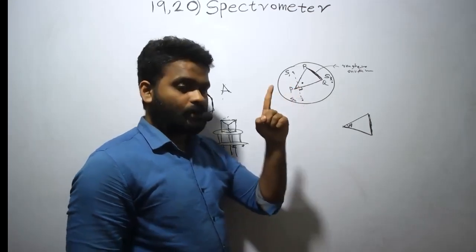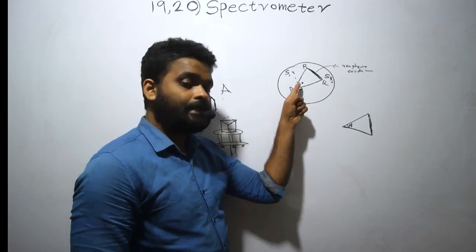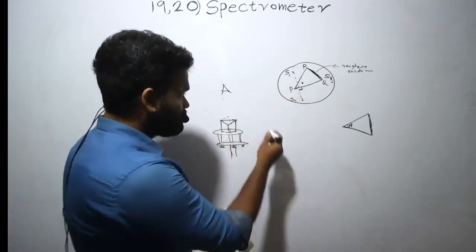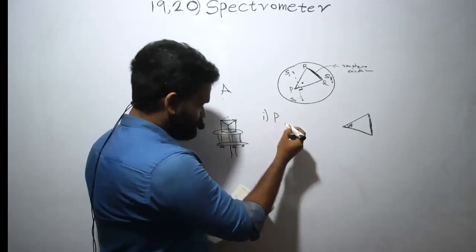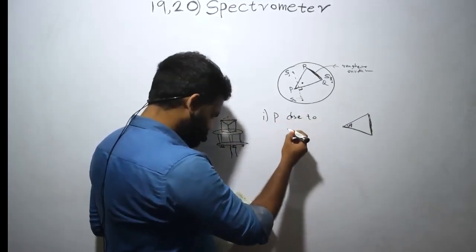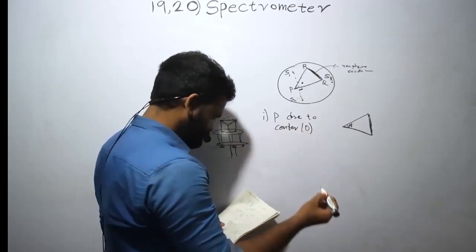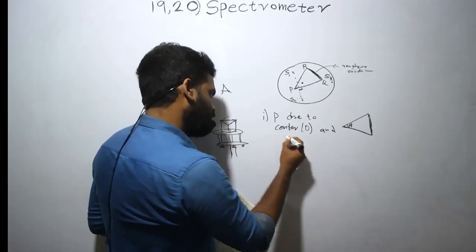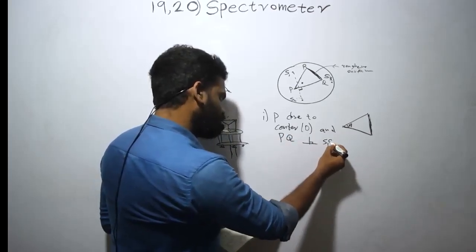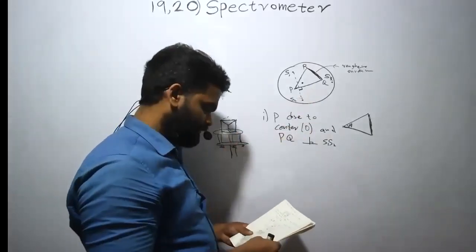So that is the first requirement: perpendicular, and the center near the refracting edge. So P is close to the center, and you can write this: PQ perpendicular to S1S2. That is the first requirement when you are placing the prism.